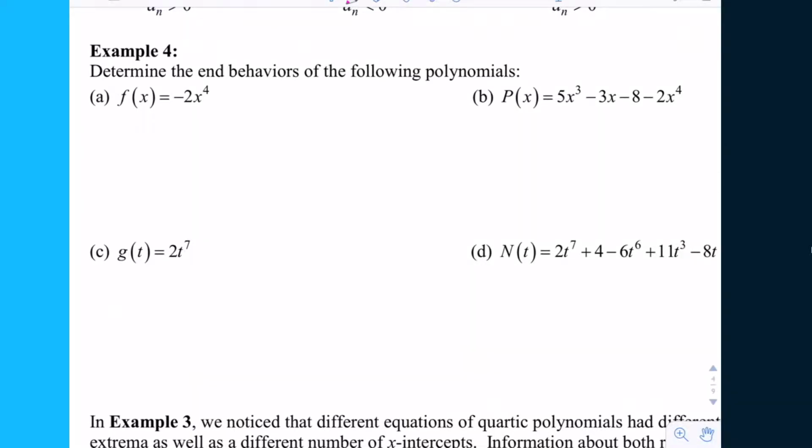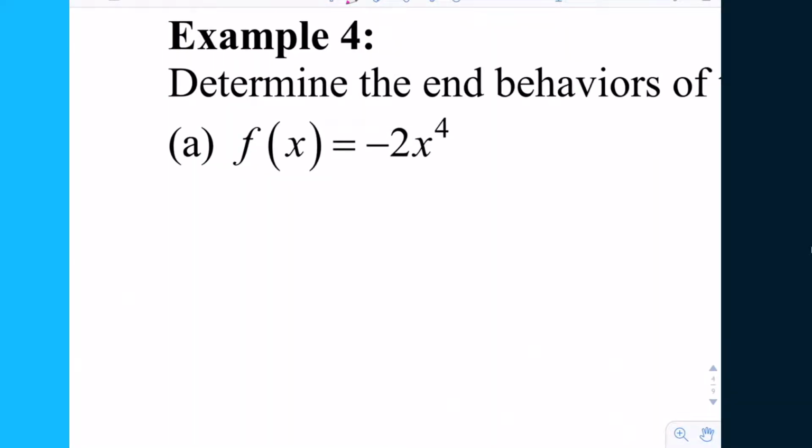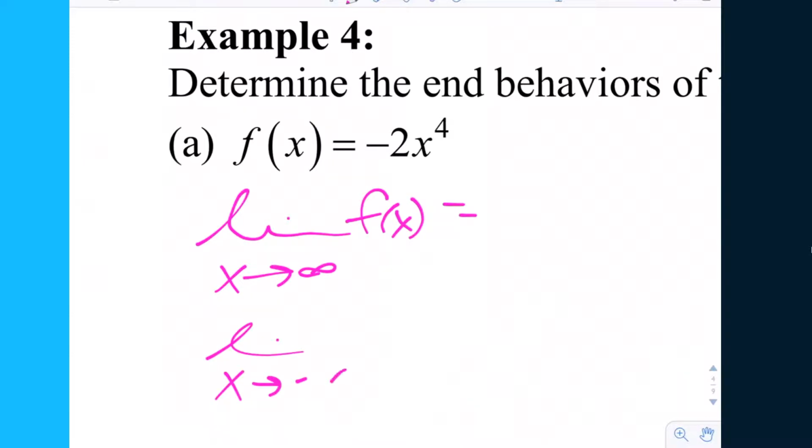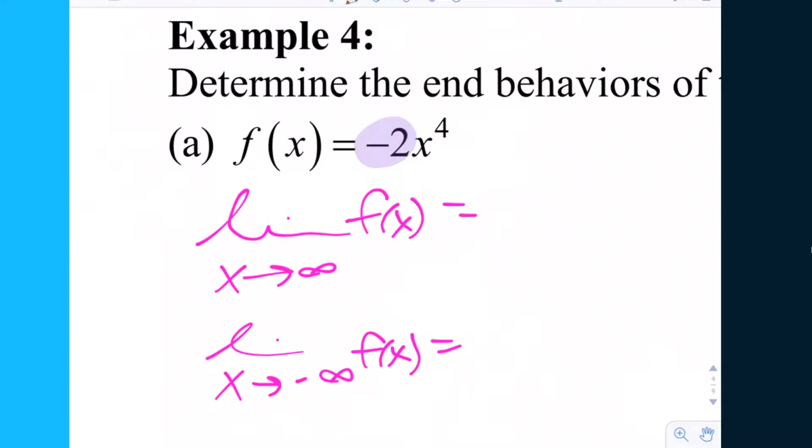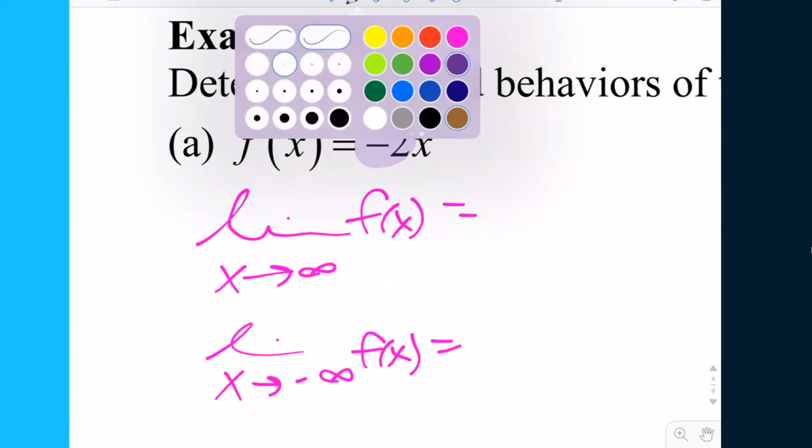It says determine the end behaviors of the following polynomials. Now I do want you to always practice proper notation. So to analyze the end behaviors, we're going to write the limit as x goes to infinity of f of x in this case, and the limit as x goes to negative infinity. Okay, so I'm looking at my leading coefficient. It's negative 2. So negative infinity for sure is going to be the what? Left or right end behavior? The right end behavior, yeah.